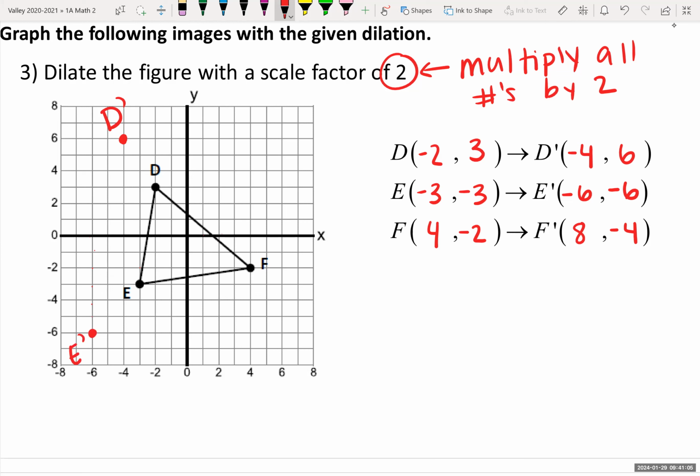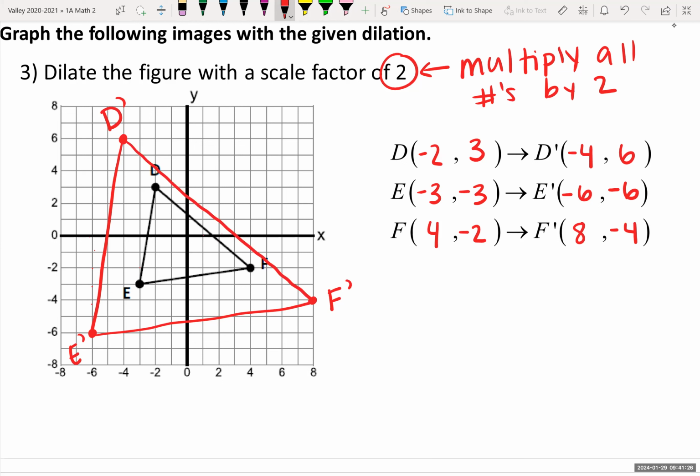Again, label your points. Then we have 8 and -4. So right 8, down 4. And that is our F prime. Label your points. Then just draw your line to those. Again, just do the best you can drawing your line straight.